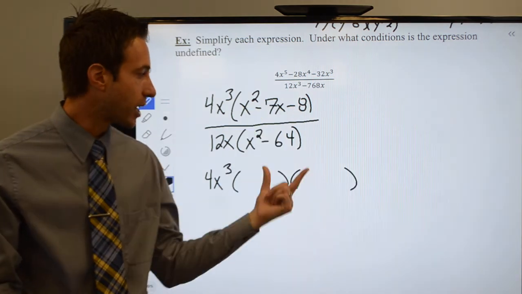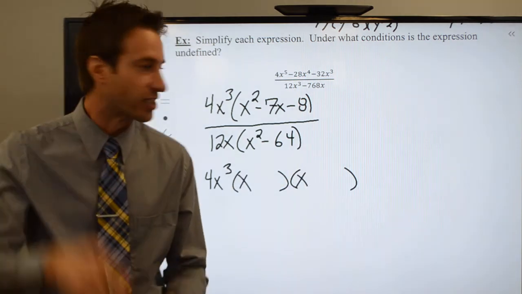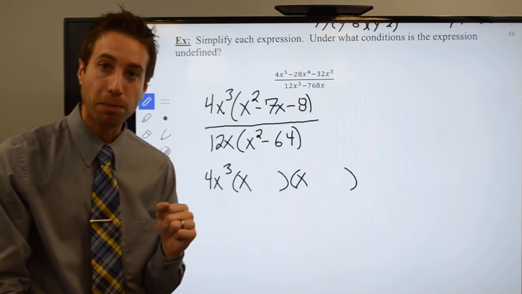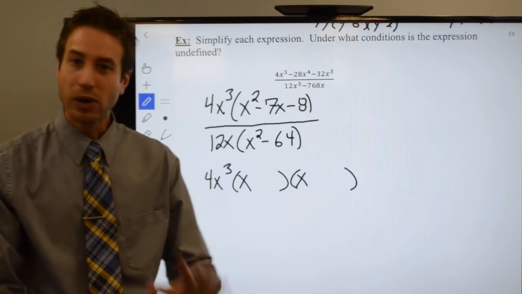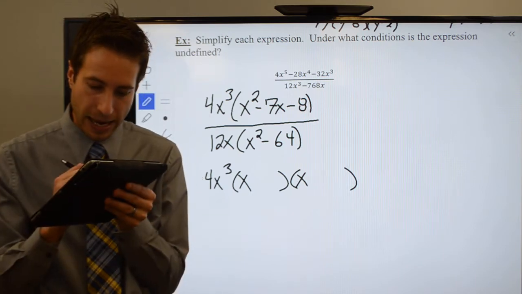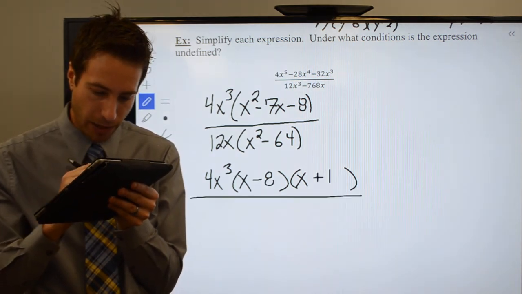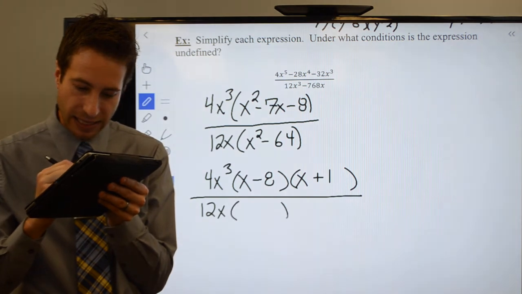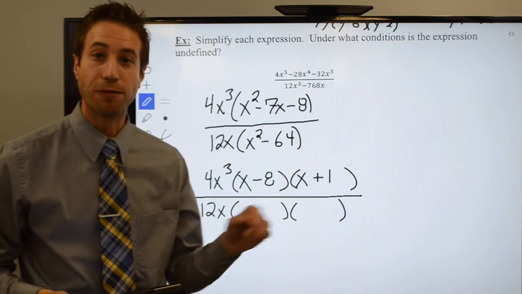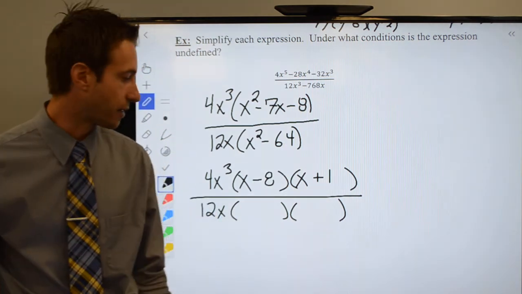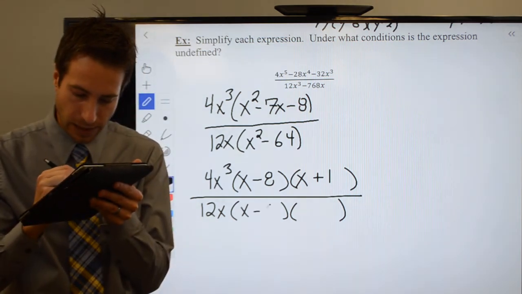My trinomial in the top should factor. I need two terms that multiply to an x squared. That's the easy bit, x and x. The slightly trickier bit, two numbers that multiply to a -8 and sum to a -7. Well, again, that's actually not that tricky. It's going to be a -8 and a +1. In the bottom, 12x, and then my difference of squares, very easy to factor, right? 64 is a perfect square. 8 times 8 gets you 64. So it'll be x minus 8, x plus 8. And there they are.